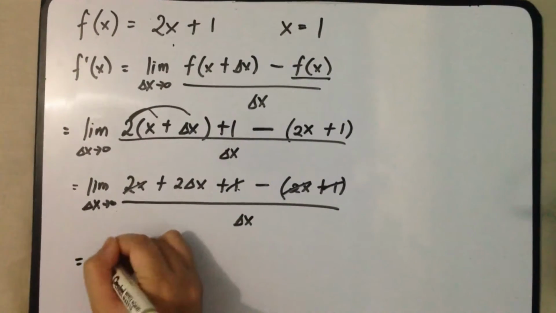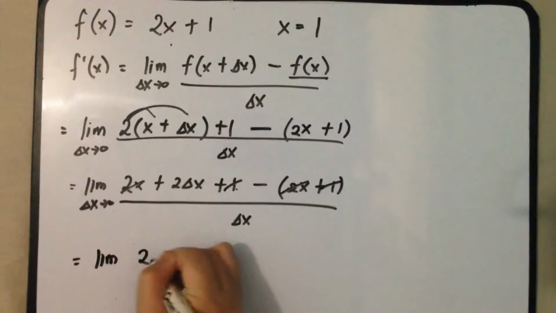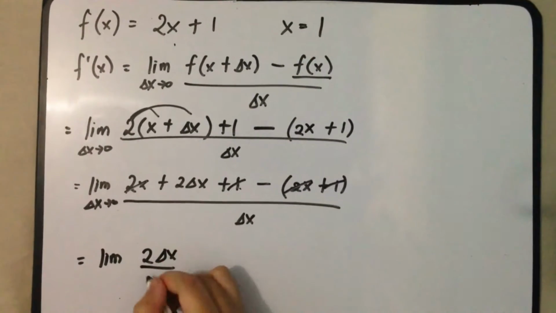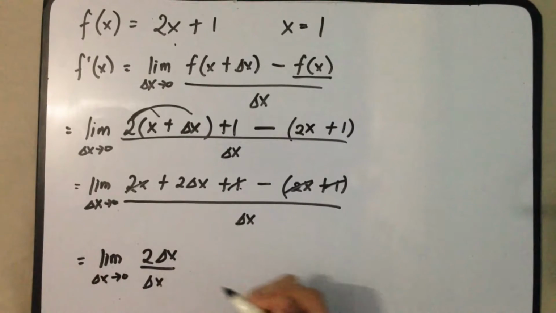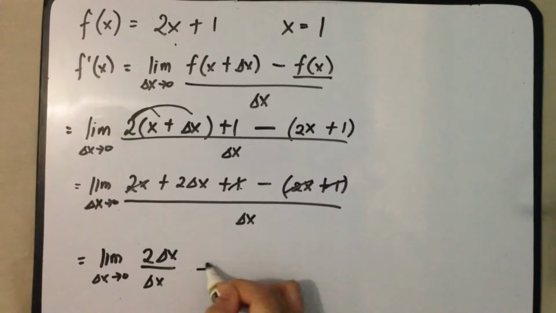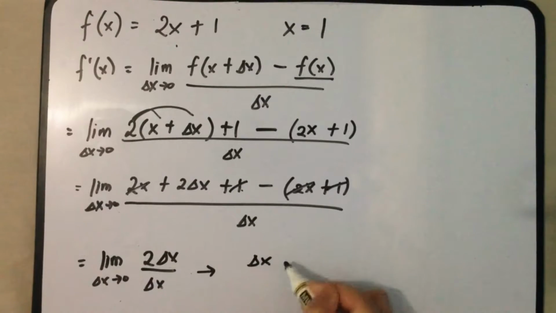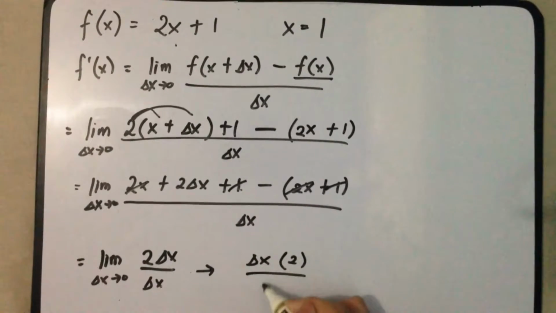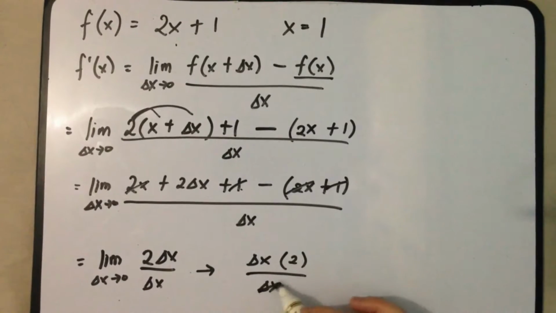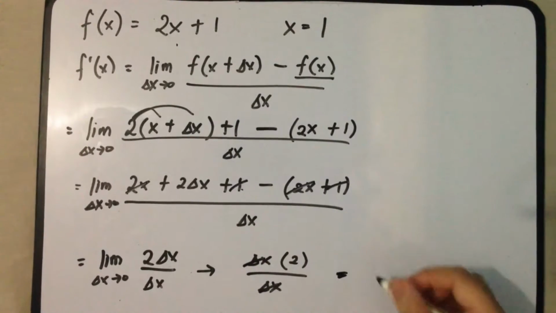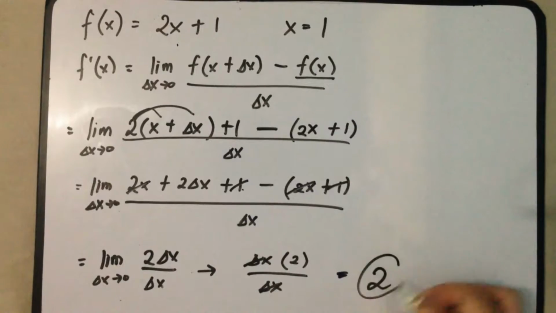And now we're left with the limit of 2 delta x over delta x as delta x approaches 0. And we can still simplify this by making it into delta x times 2 over delta x and just cancel delta x out. And so the answer is 2.